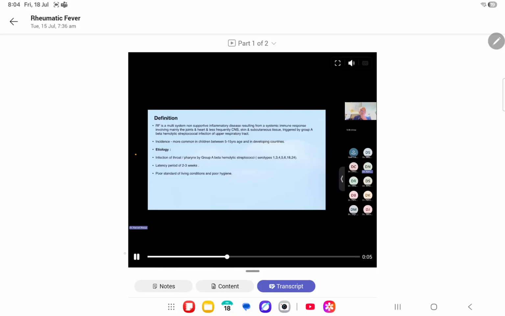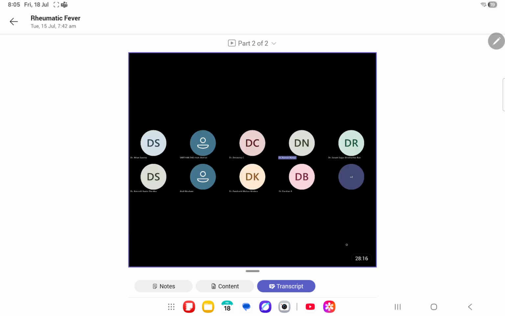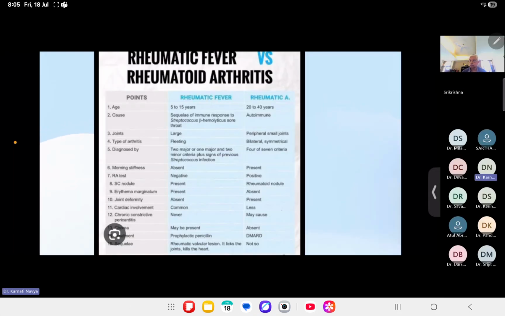Rheumatic fever is an inflammatory disease resulting from a systemic immune response involving mainly the joints, heart, and less frequently skin, in children. It is a sequel of group A beta hemolytic streptococcus, whereas rheumatoid arthritis is autoimmune. Rheumatic fever mainly affects the larger joints, with a fleeting type of pain, and is diagnosed by diagnostic criteria. Whereas rheumatoid arthritis mainly affects the peripheral smaller joints, is bilaterally symmetrical, and is also diagnosed by criteria, but different criteria.